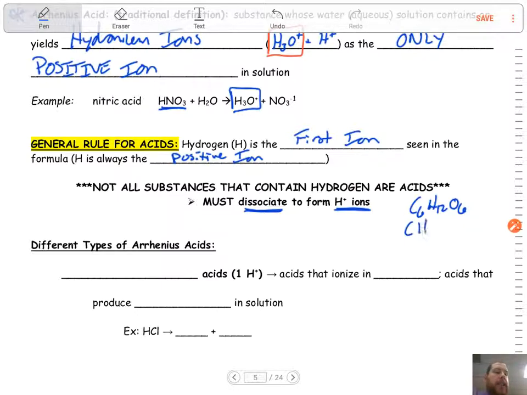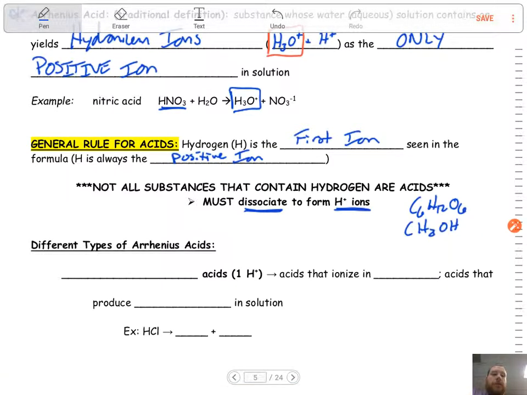Something like CH3OH, that's methanol. That's not an acid either. Okay? So for our purposes, you want to stick to the common acids on Table K. That's going to be pretty much what you need to be on the lookout for in this class.